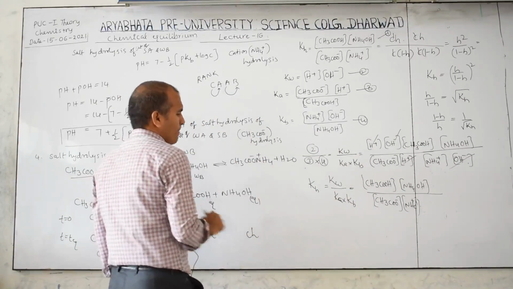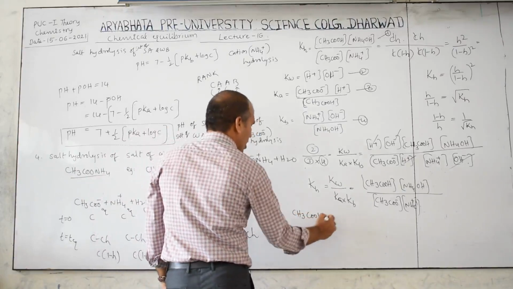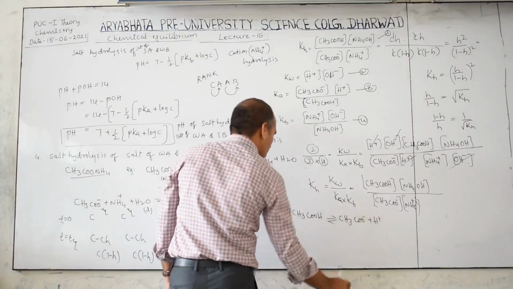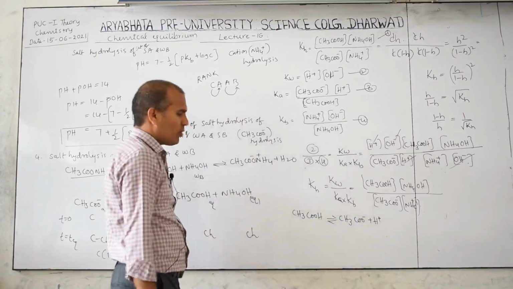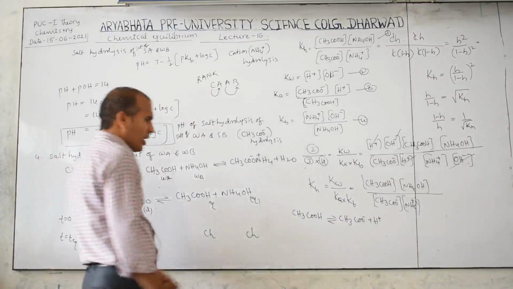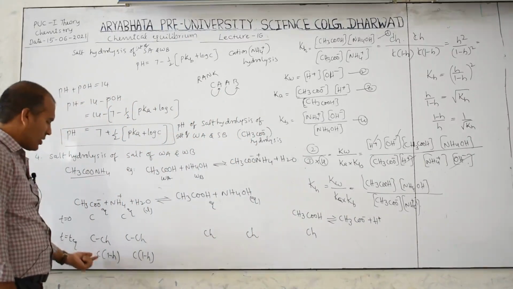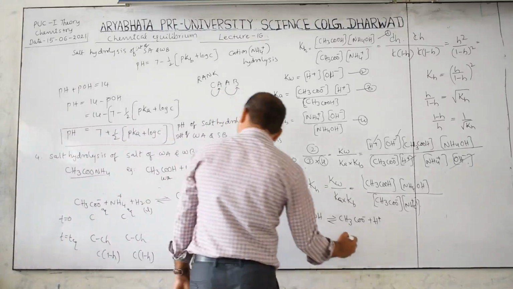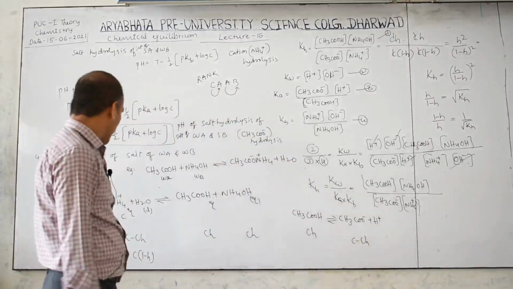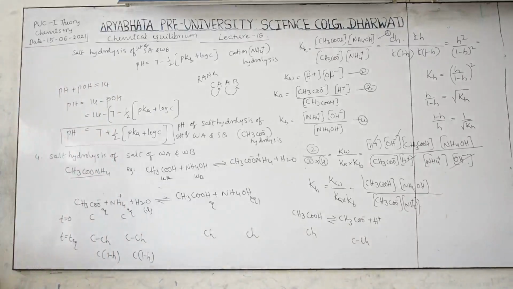Now the weak acid CH3COOH ionizes into CH3COO minus plus H plus. This is also known. When it is ionized according to this equation, the weak acid at equilibrium is C minus Ch, and CH3COO minus is Ch. The H plus ion concentration we don't know. Therefore now we have to calculate the H plus ion concentration.